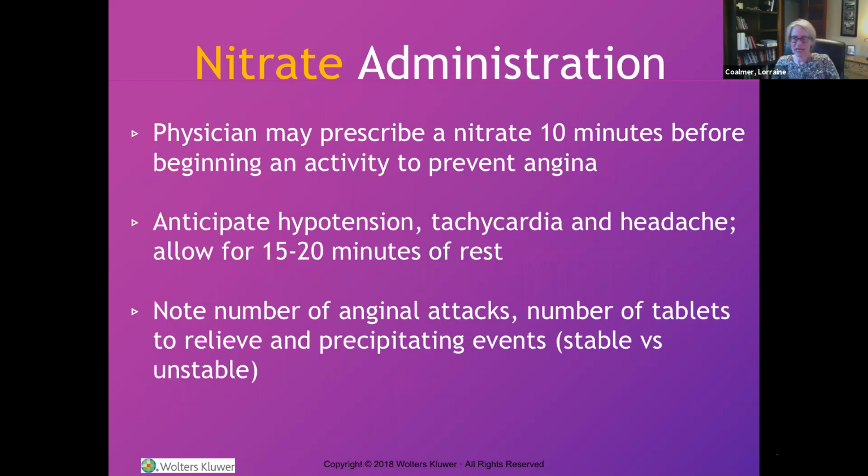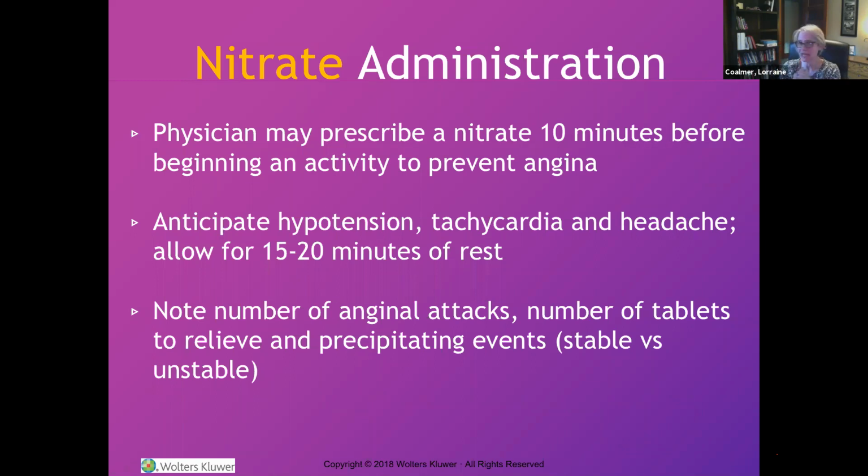So there's your prophylactic nitrate 10 minutes before beginning an activity. Anticipate hypotension, tachycardia, and headache. They're going to drop their pressure. It vasodilates, okay? And when my pressure drops, my heart rate goes up to compensate. So that's why you don't want them moving. You want them to lay down.